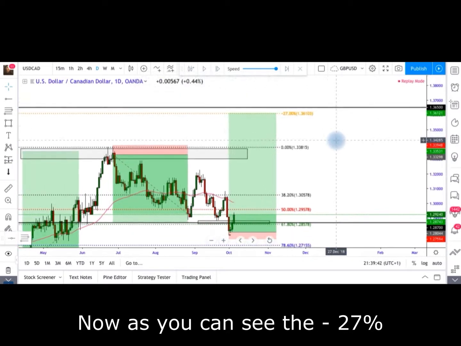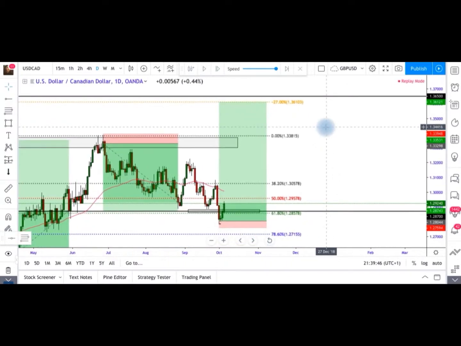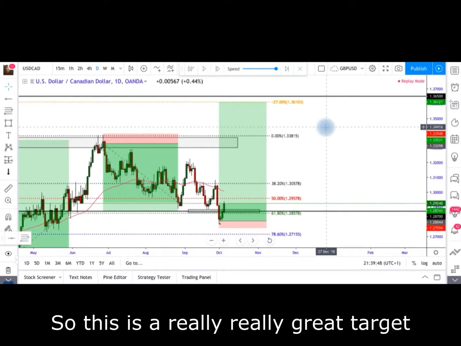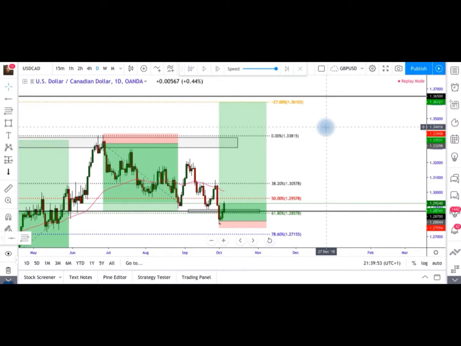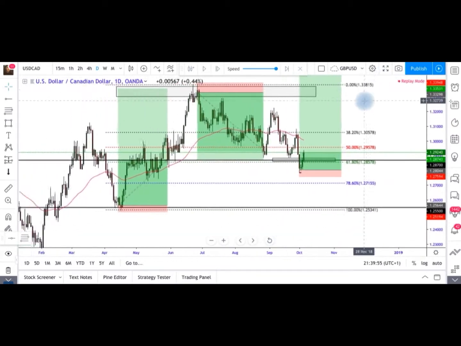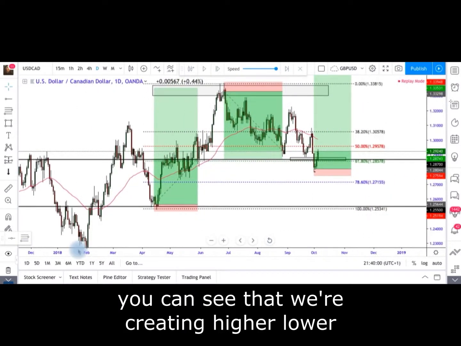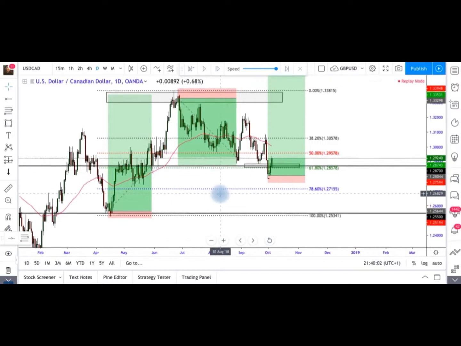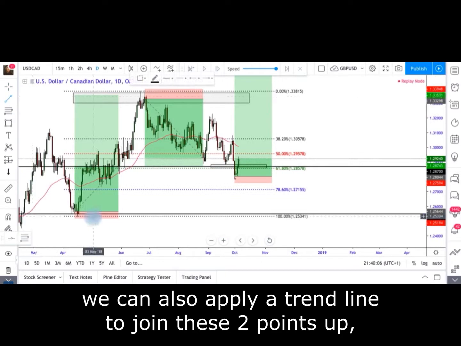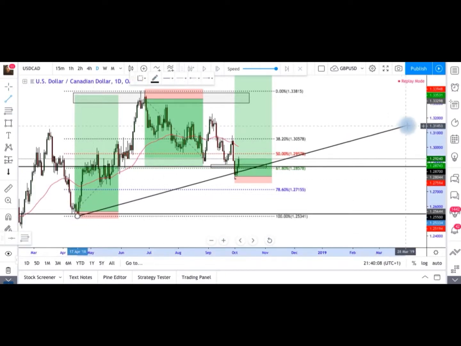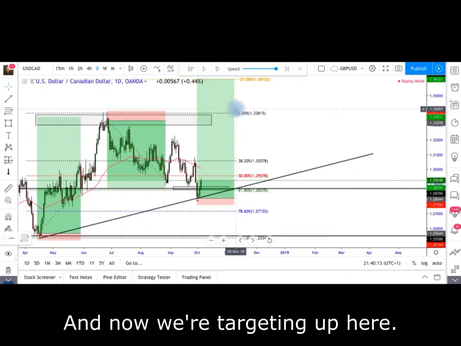Now, as you can see, the minus 20% lines up perfect with our previous monthly level. So this is a really, really great target because it's got previous market structure, which is a monthly level. It's a very strong level. Now, also what we can do once we've got this is you can see that we're creating higher lows and higher highs. Once we've got these two touches here, we can also apply a trend line to join these 2 points up. Something like that. And now we're targeting up here.